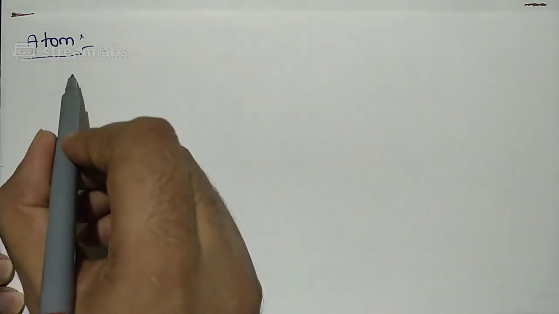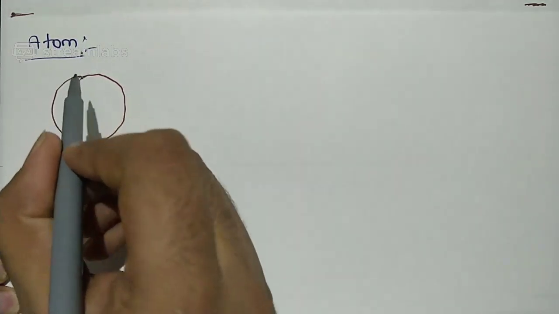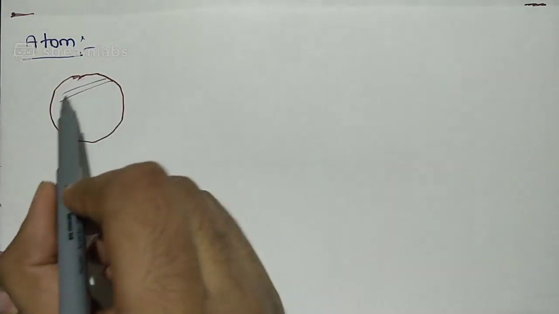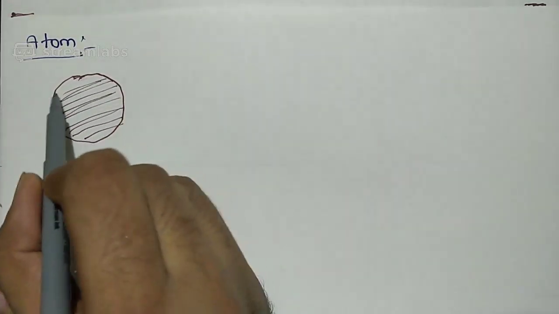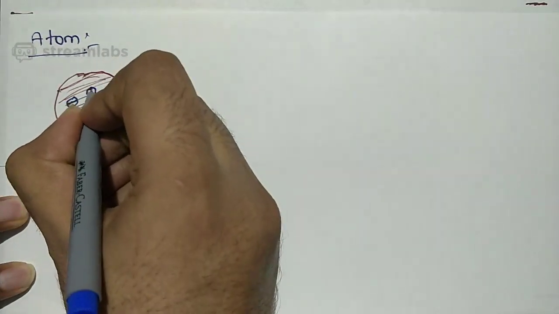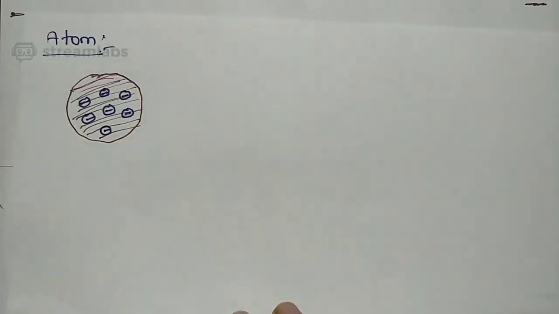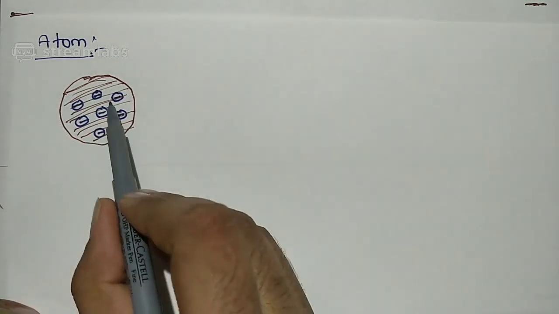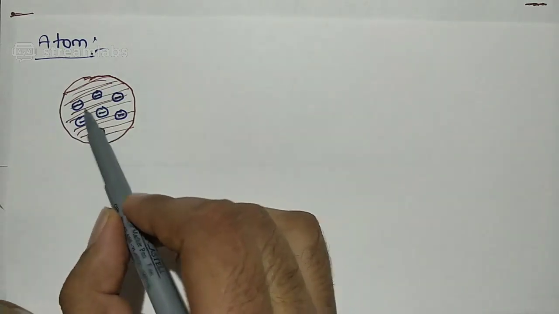Now if you concentrate on Thomson's model, what did Thomson say? Thomson suggested that if you represent the atom in the form of a sphere, inside the atom there is a cloud of positive charges, and the entire positive charge is spread over the entire region of the atom, and there will be negative charges. This is how the atom is according to Thomson. These are negative charges and they are inside the positive charges.